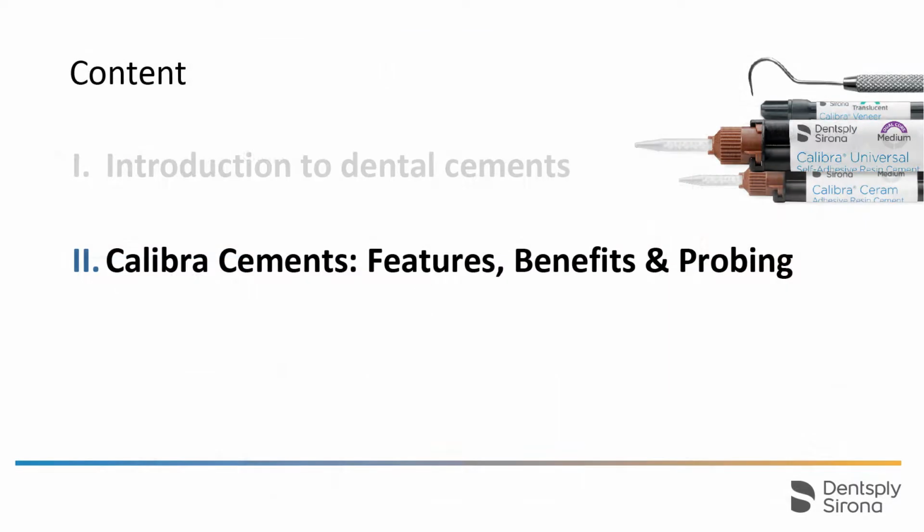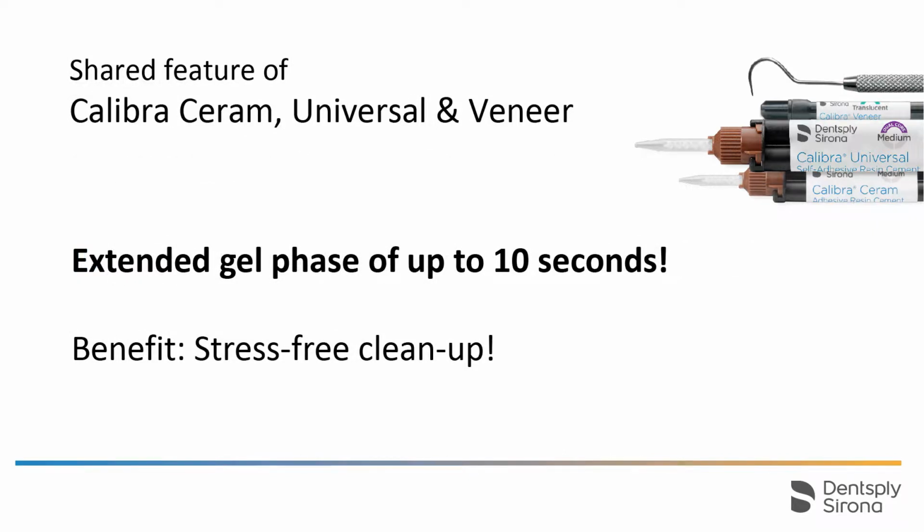Now, let us consider the advantages and benefits of Calibra cements, as well as some suggestions for possible sales negotiations with customers. The three Calibra versions, Ceram, Universal, and Veneer, have some product advantages in common, while some others are specific. Let us first take a look at the shared advantages. The first and perhaps most important advantage is in the tack curing or extended gel phase of up to 10 seconds, provided by all Calibra cements.